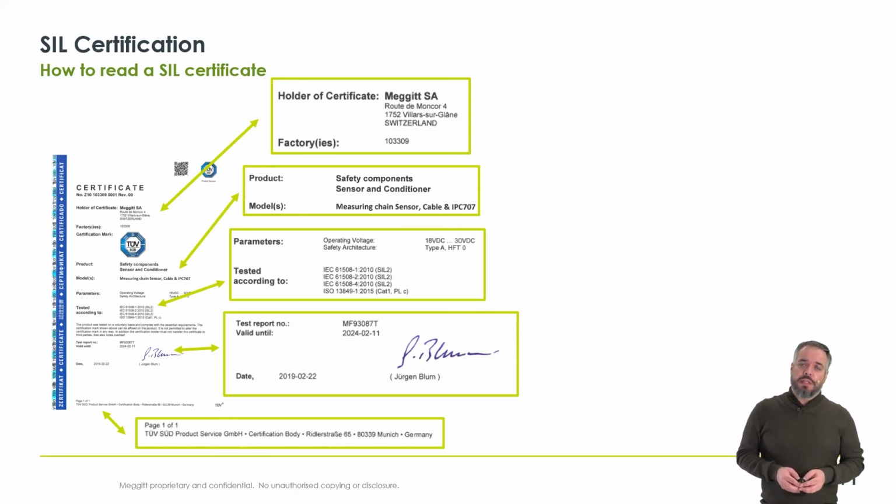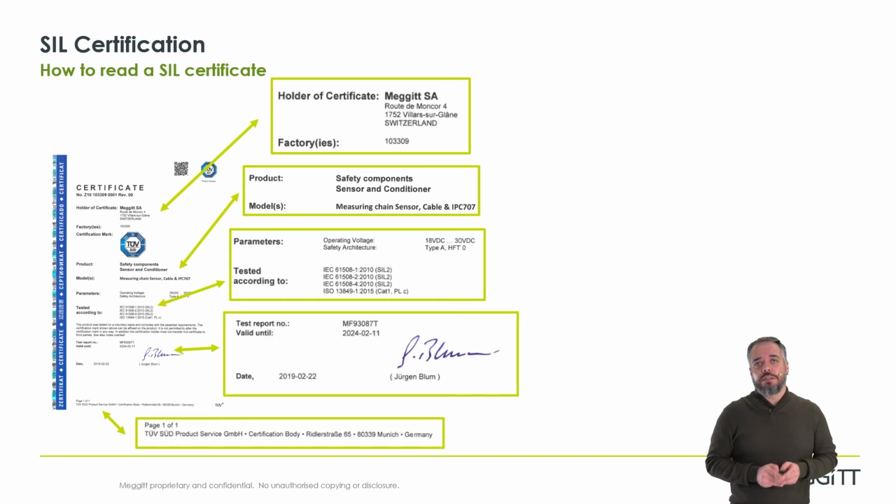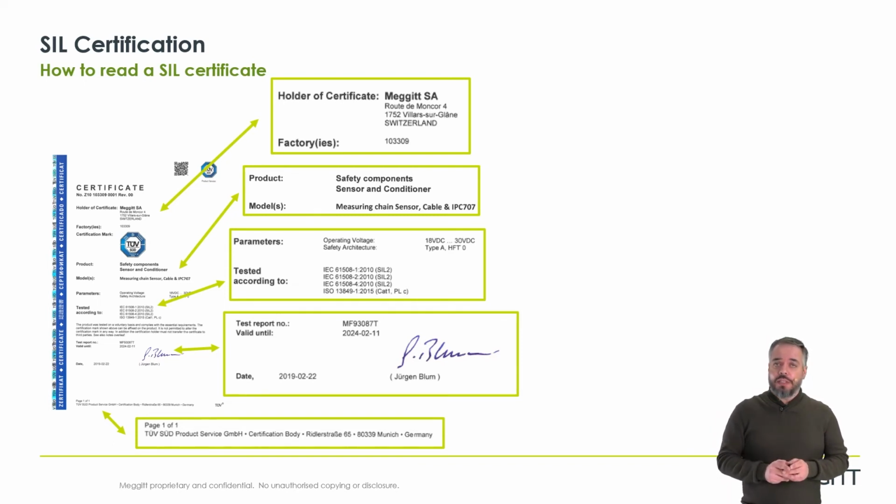In this case, it is set SIL2 type A HFT0, so we know that it is a simple device without hardware fault tolerance, SIL2. But as you can see, there is still a lot of information we don't have. What about systematic capability? What about failure rates? What about proof tests? And this is the first thing you need to have in mind when reading a certificate. The conformity certificate is only part of the story. You need a safety manual to have a complete understanding of the safety properties of any device.